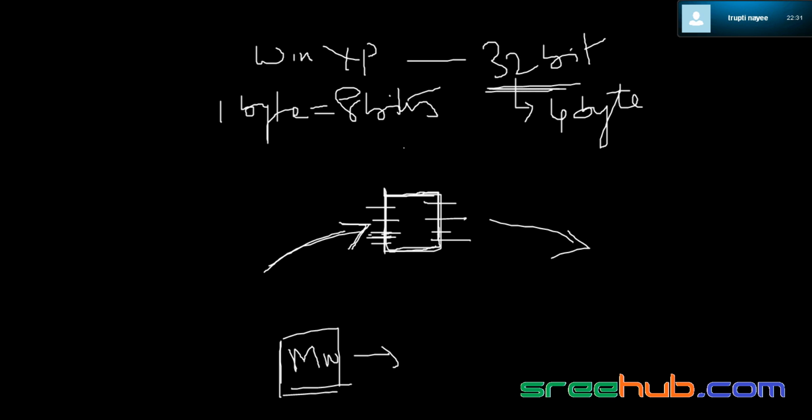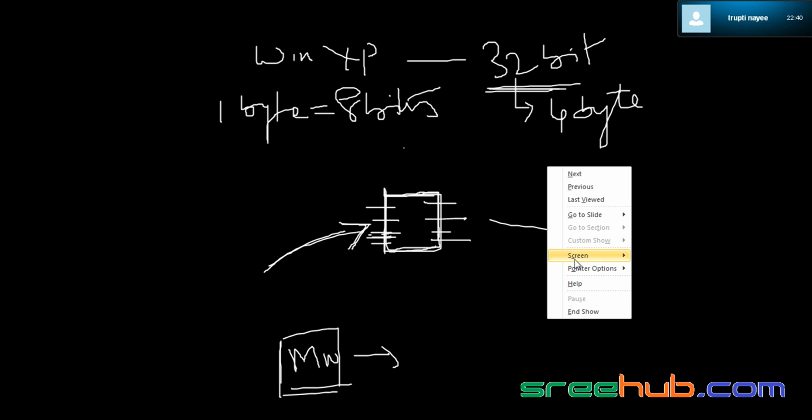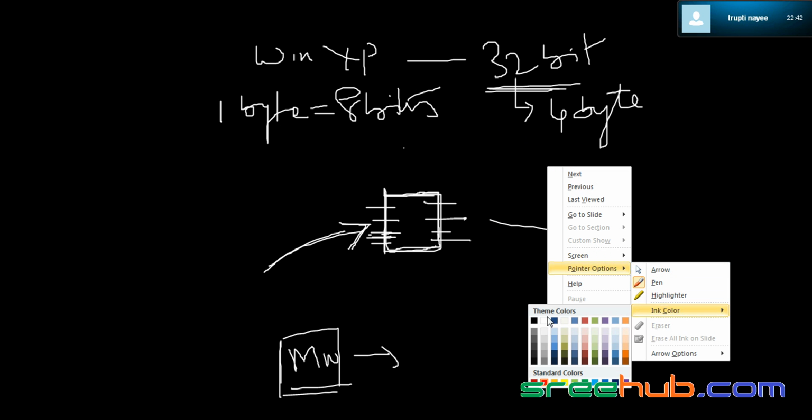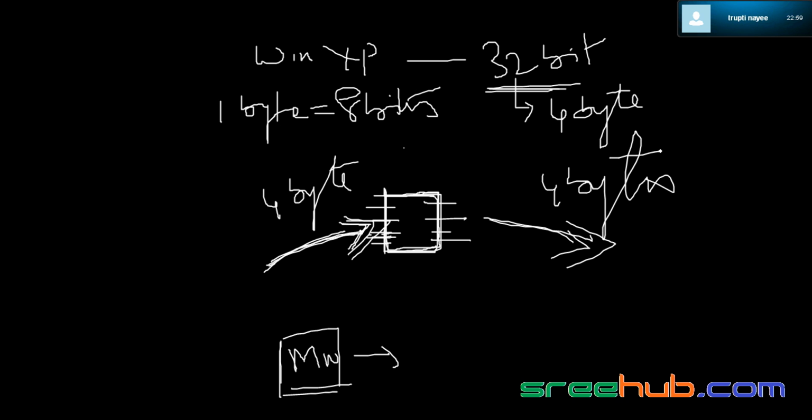Now a 32-bit machine is nothing but 4 bytes. That is the first point. Which means in a processor I can enter something and get something, so I can have 4 bytes of data at once. I can feed 4 bytes of data and get 4 bytes of data at once. So this is the point here.